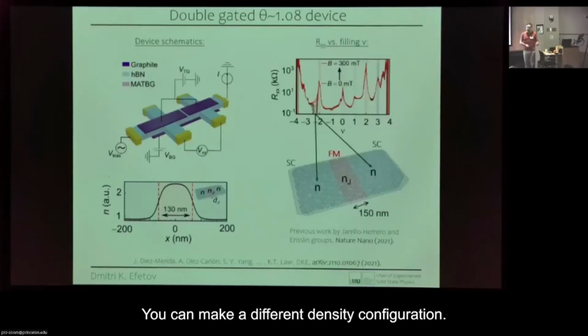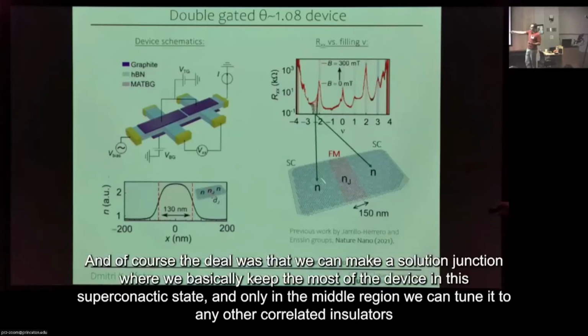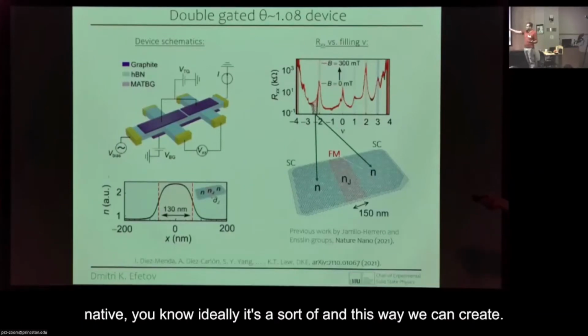And of course, the idea was that we can make a Josephson junction where we basically keep most of the device in this superconducting state, and only in the middle region we can tune it to any other correlated insulator state, and ideally into sort of a magnetic state. And this way we can create a magnetic Josephson junction.